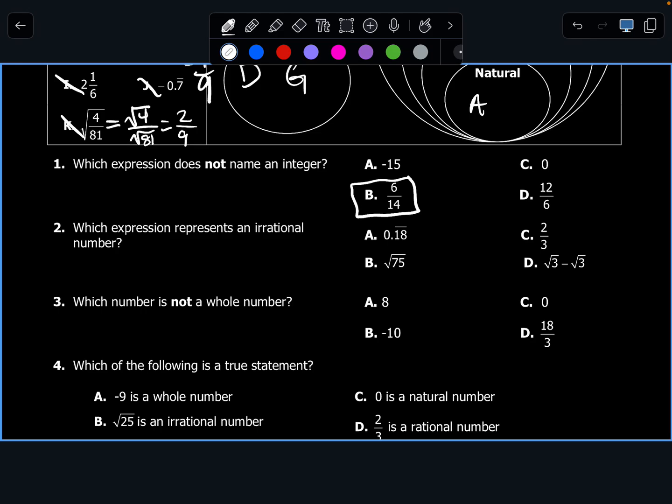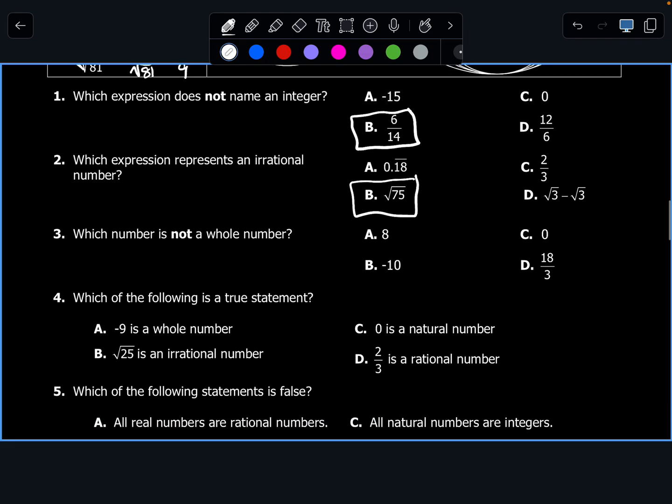Okay? Which expression represents an irrational number? Root 3 minus root 3 is going to give you 0, because it's the same number, right? So, B. Because are there two numbers that multiply together to give you 75 of the same number? Nope.